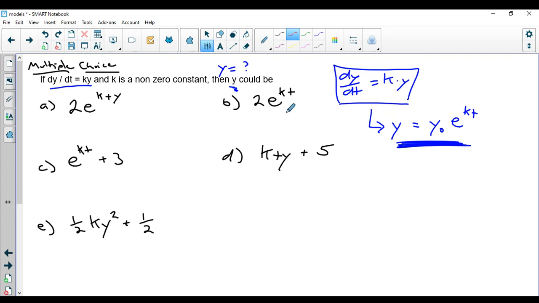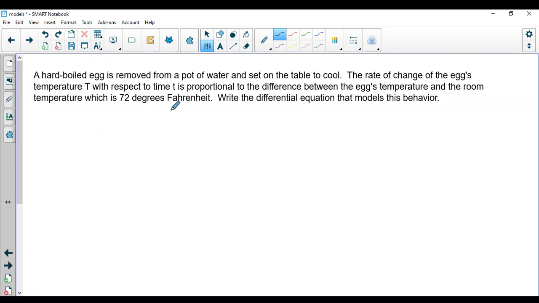All right, so we're back. So which one is it? It's got to be this guy, right? Y naught is the 2, e to the k times t. This looks nothing like that. This kind of does, but there's this plus 3, but that's no good. Looks nothing like it and really looks nothing like it. So this was the answer, and this was literally taken straight from a released AP test. Multiple choice question. Almost done. Hang in there. Let's rock and roll.